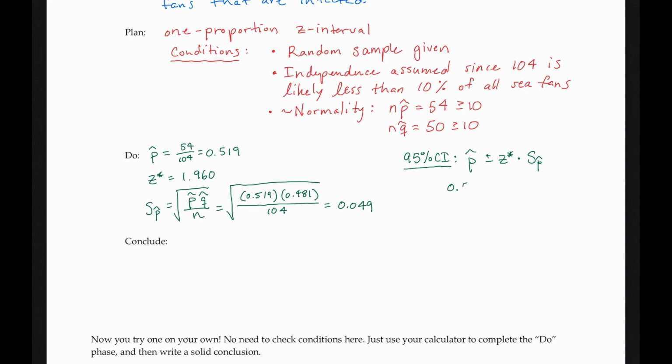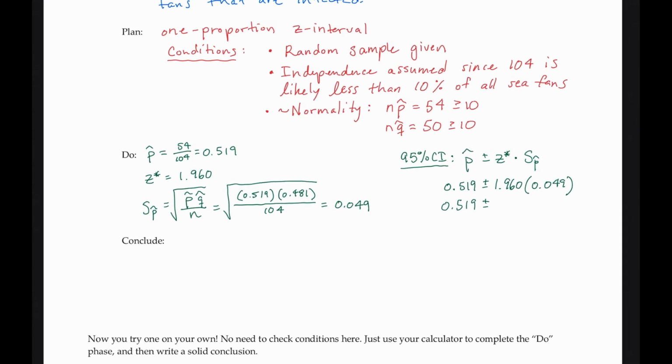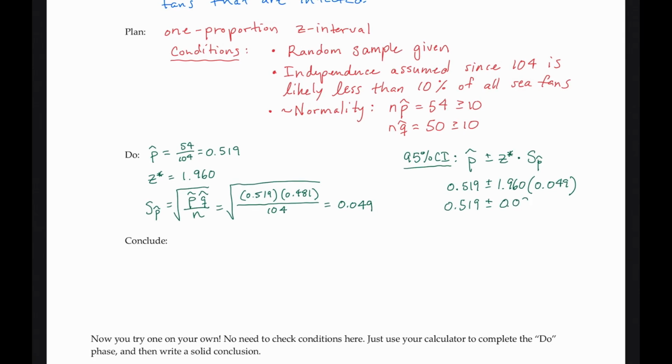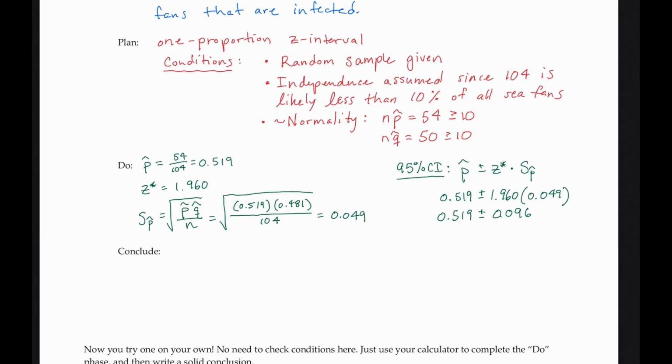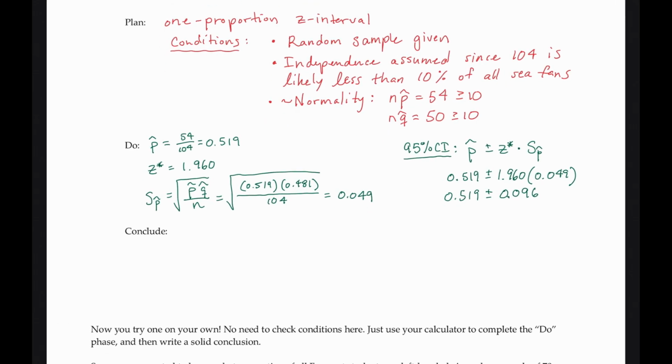So let's plug those in. We got 0.519 plus or minus 1.960 times 0.049, which we can simplify to 0.519 plus or minus, that multiplication gets us 0.096.